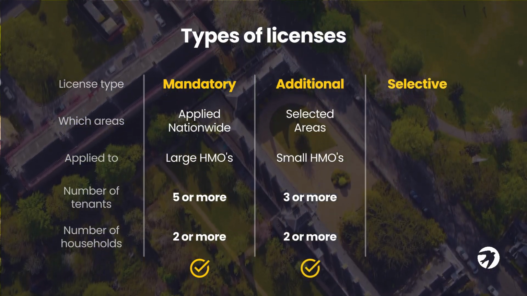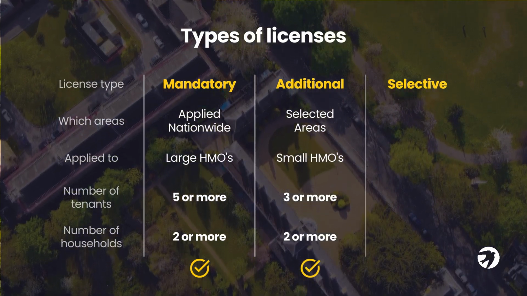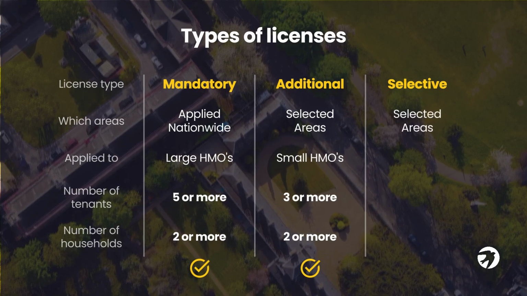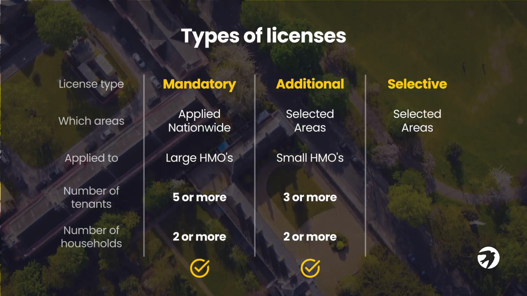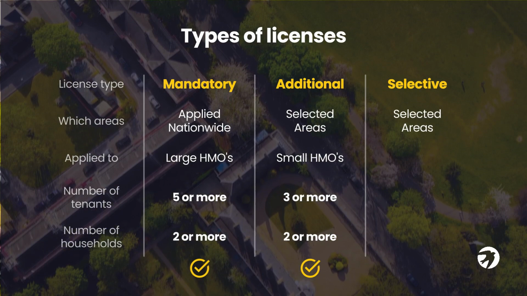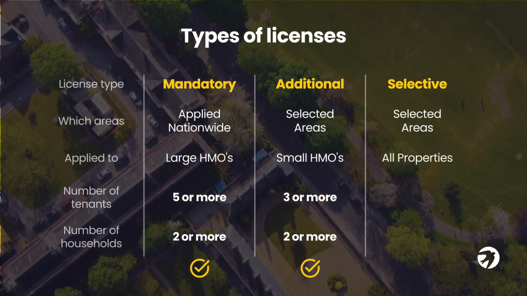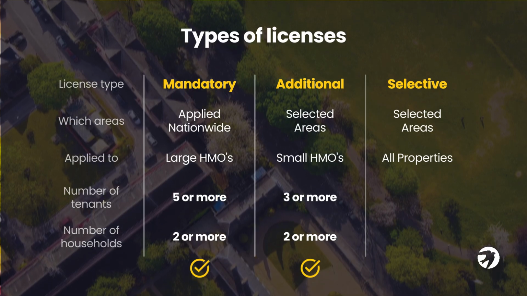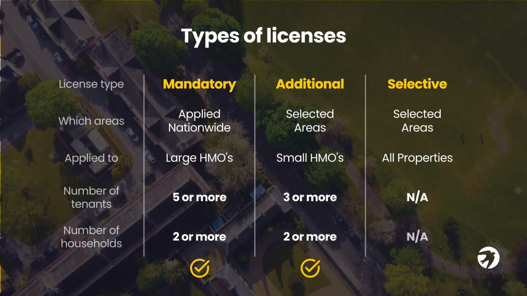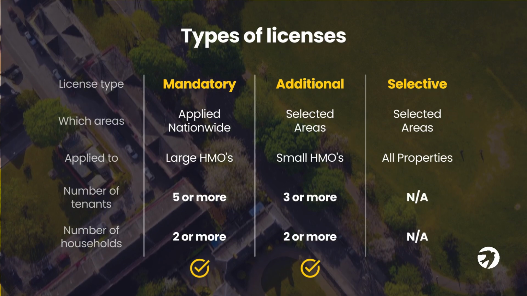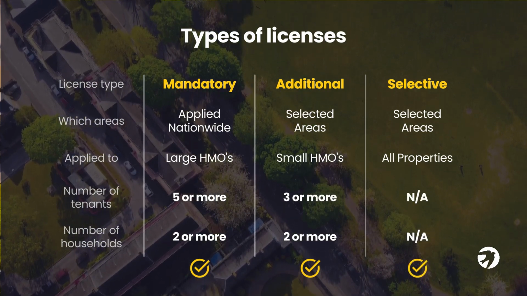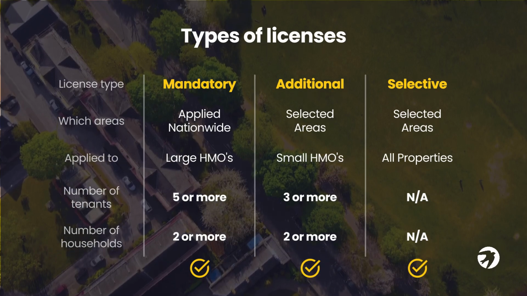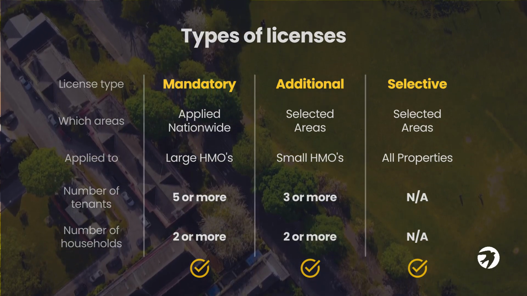Selective license. Like additional licensing, councils can apply this borough-wide or to specific areas. However, the difference with selective licensing is it applies to all rental properties in those areas, regardless of the number of tenants or households. Simply put, it's a license to let. If you are unsure whether your property will require a license and want some guidance, please give us a call.